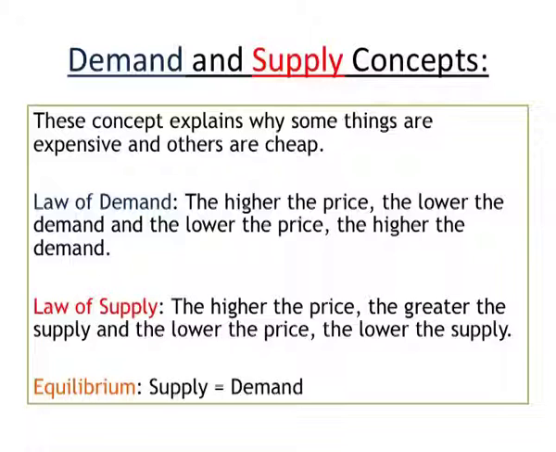Within economics, we have what are called demand and supply concepts. These concepts explain why some goods and services are expensive and others are cheaper. We have what is called the law of demand. The law of demand states: the higher the price, the lower the demand, and the lower the price, the higher the demand.